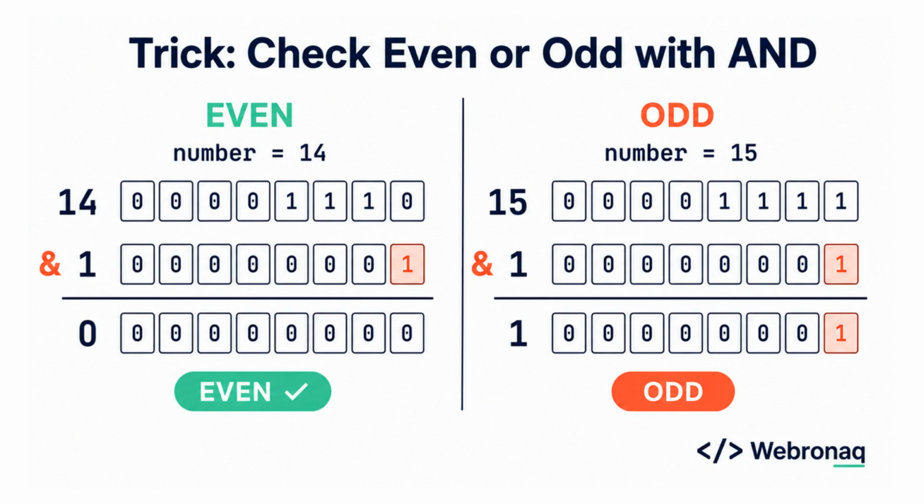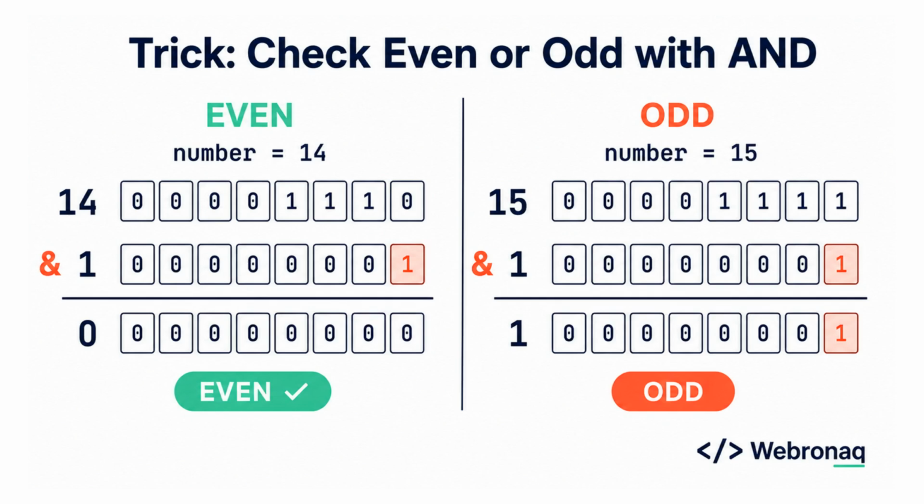Just AND the number with 1. Look at the left side. We take 14 and AND it with 1. The number 1 in binary is just 00000001, with only the rightmost bit switched on. So when we AND it with any number, every position except the last one becomes 0 automatically. The result depends entirely on what that last bit was.